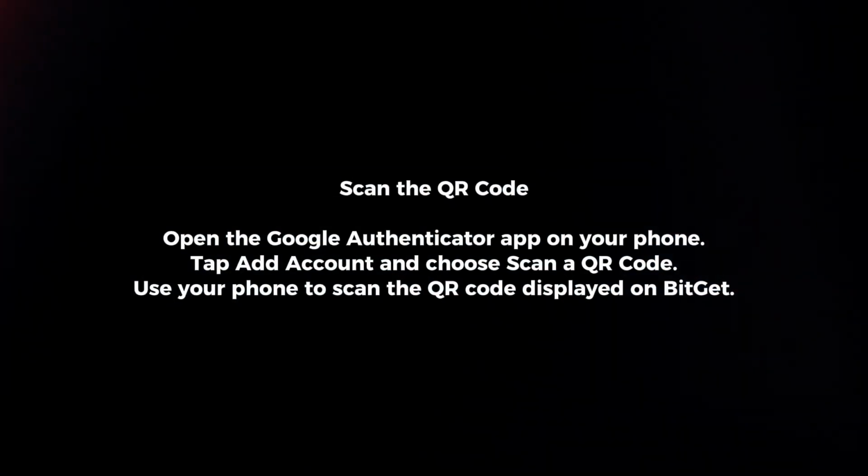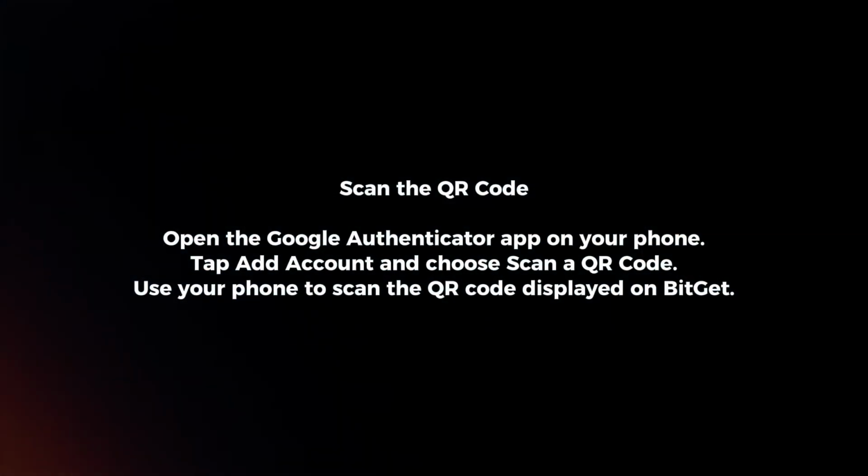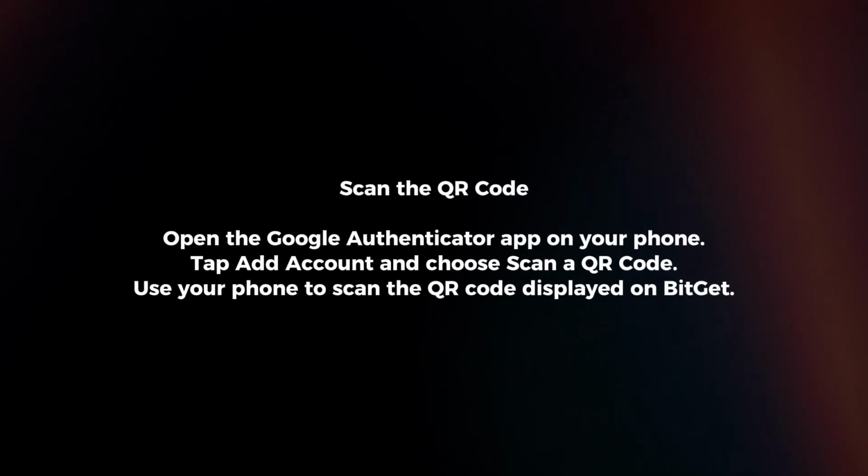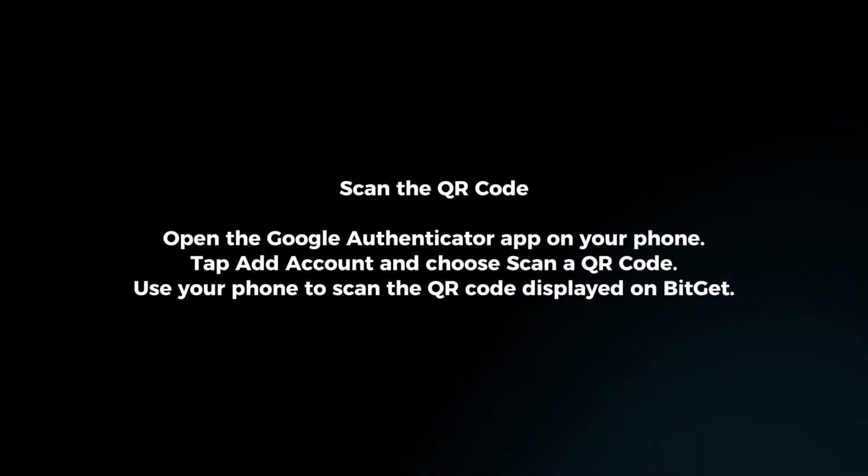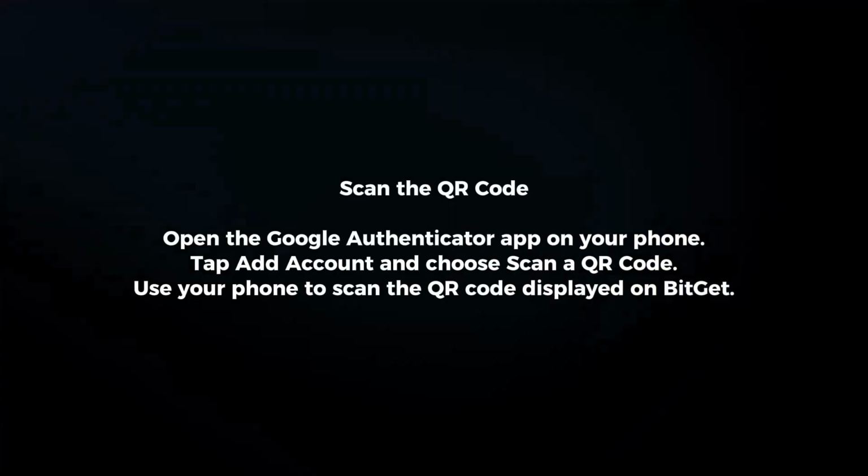Scan the QR code. Open the Google Authenticator app on your phone. Tap Add Account and choose Scan a QR code. Use your phone to scan the QR code displayed on BitGet.